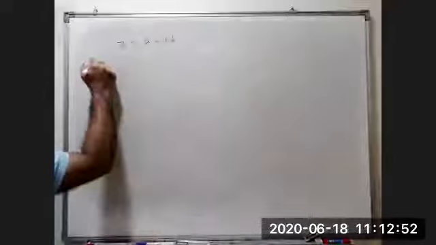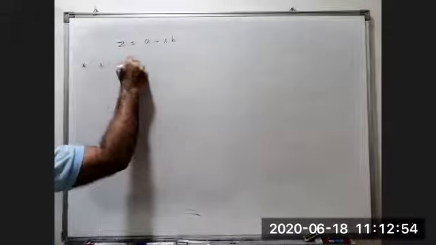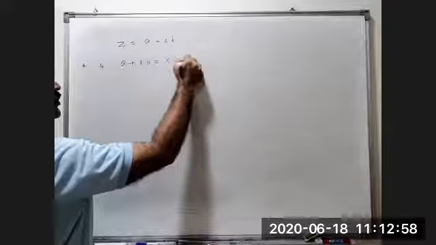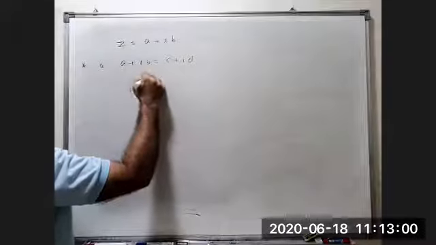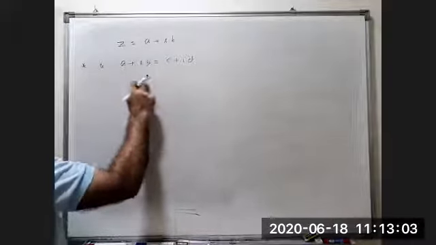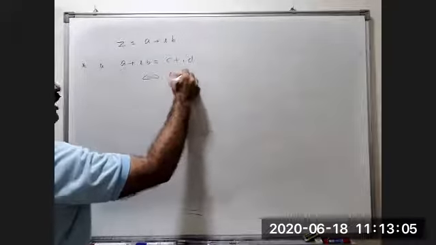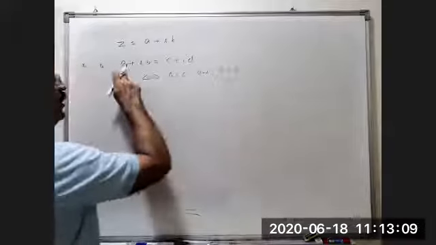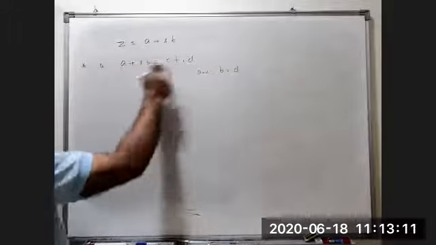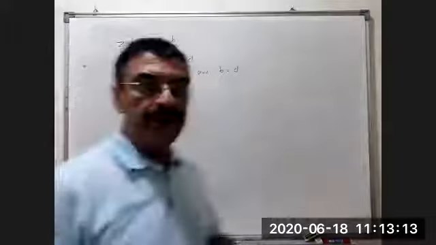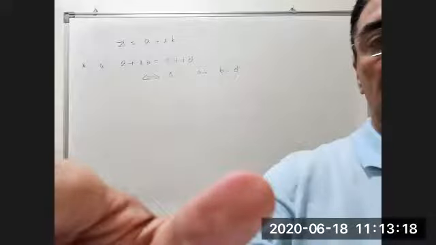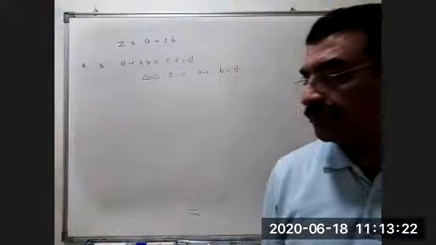So two complex numbers are equal if their real and imaginary parts are respectively equal. That means a plus ib is equal to c plus id. This means a is equal to c and b is equal to d. If real parts are respectively equal and imaginary parts are respectively equal, then those two complex numbers are equal.